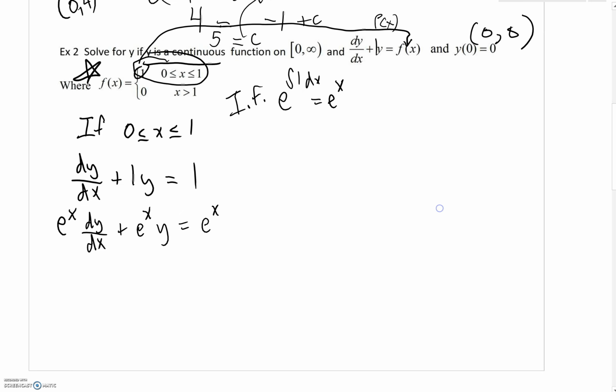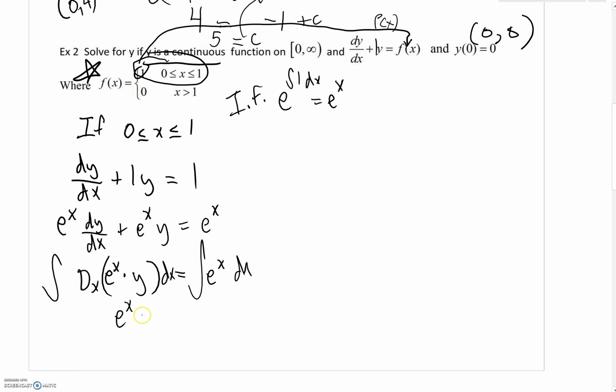And then we can say, well, you know what? This is really a product rule if you think about it. This is the derivative of e to the x times y. And then we can take our antiderivative, we can integrate here. This just becomes e to the xy. Here's your right-hand side, e to the x plus some constant.